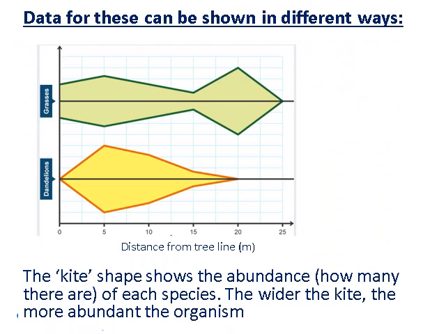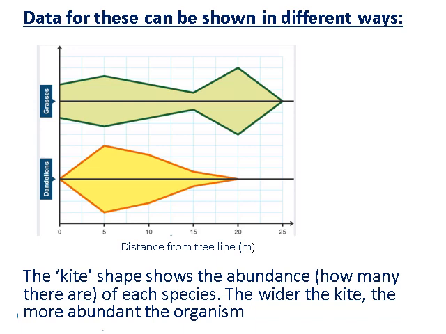So we can show this in different ways. For example, what I've got on this graph is along the x-axis it says distance from the tree line. So effectively we're going between 0 metres, which is underneath the tree, to 25 metres, which is 25 metres away from a tree. And we've got the numbers of dandelions in the shaded area in yellow and the number of grasses in the shaded area in green.